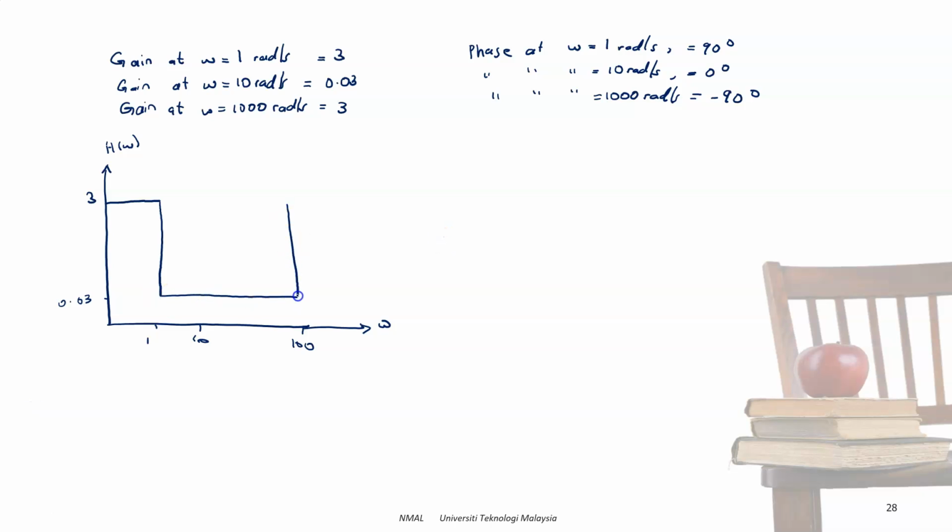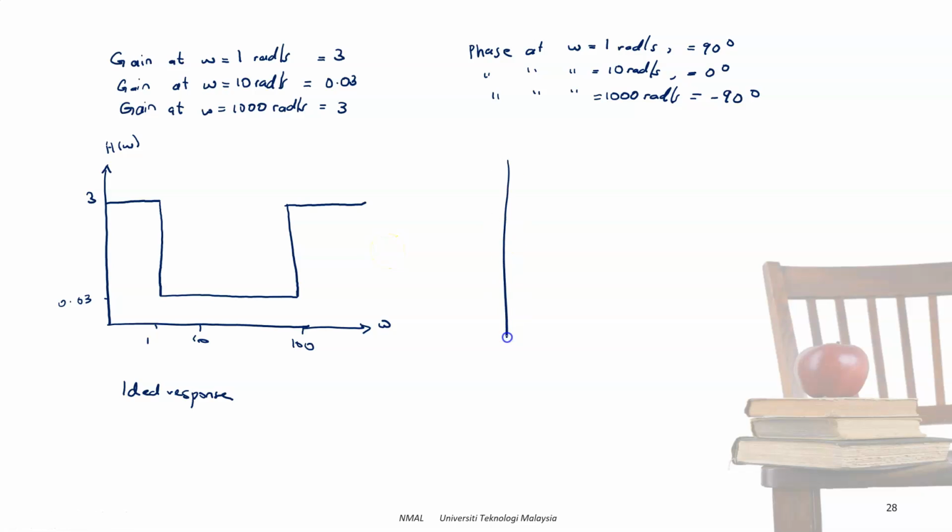Okay, and then it goes to 3 again. So this is what we call the ideal response, because we put the cutoff frequency sharp at the omega. So it's very sharp at the edges.